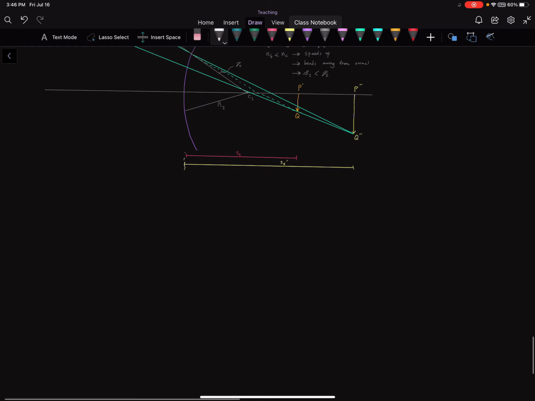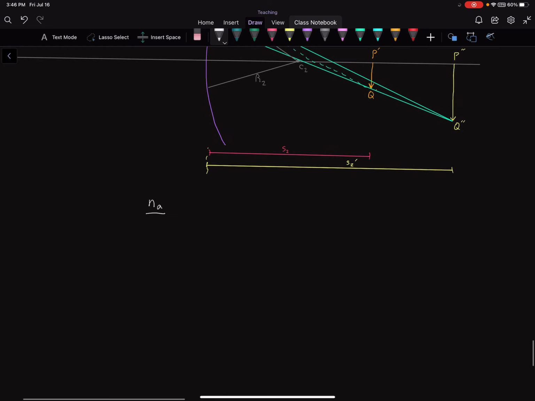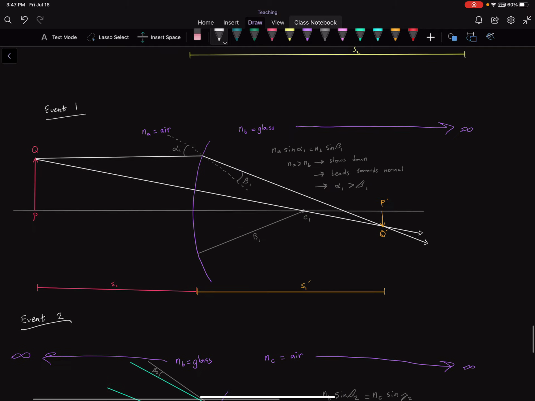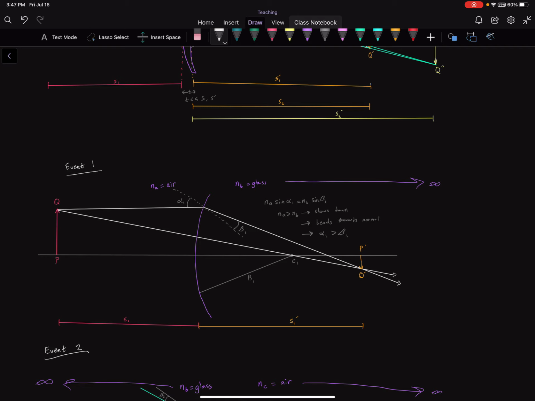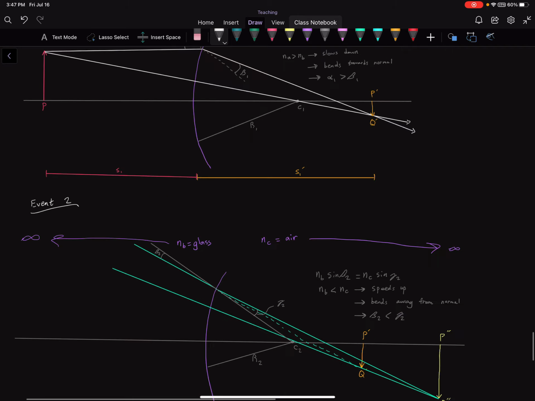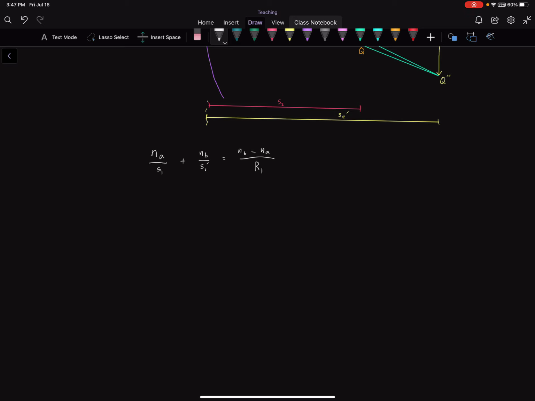So here we go. We have NA over S1 plus NB over S1 prime is equal to NB minus NA over R1. This is our object image radius of curvature index of refraction relation that we derived earlier and that we got from looking at just event 1. Right? Same thing, looking at just event 2 is NB over S2 plus NC over S2 prime is equal to NC minus NB over R2.